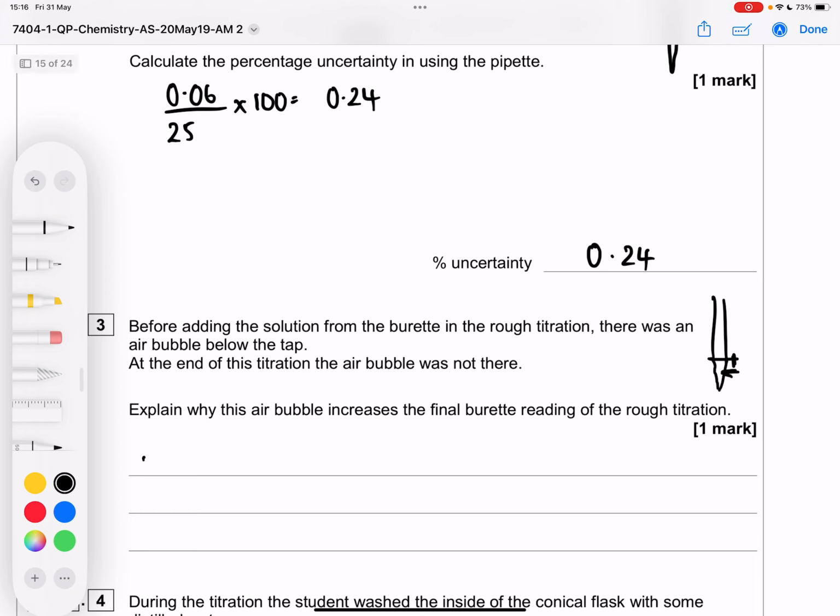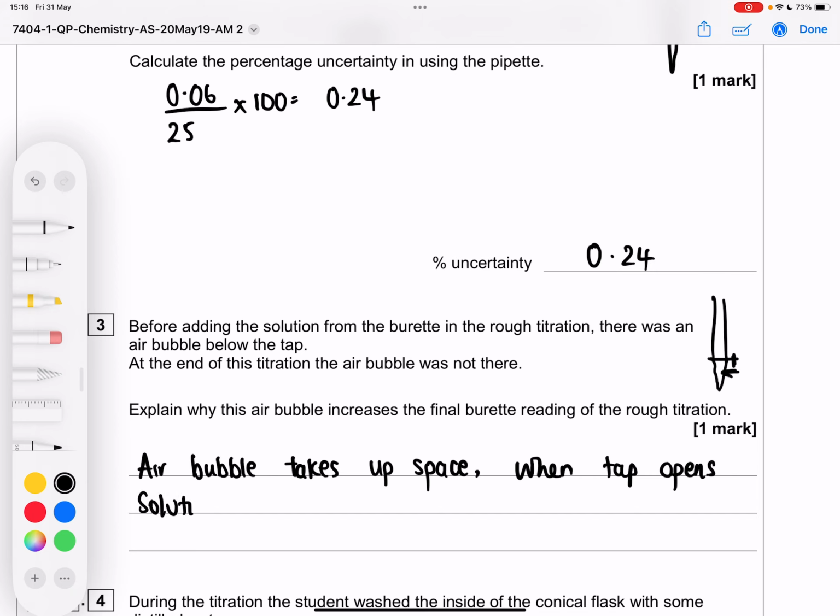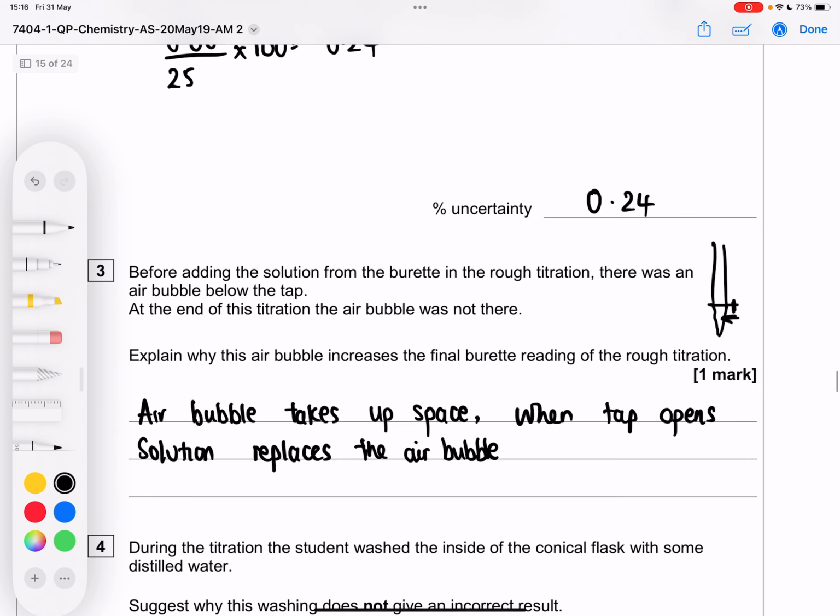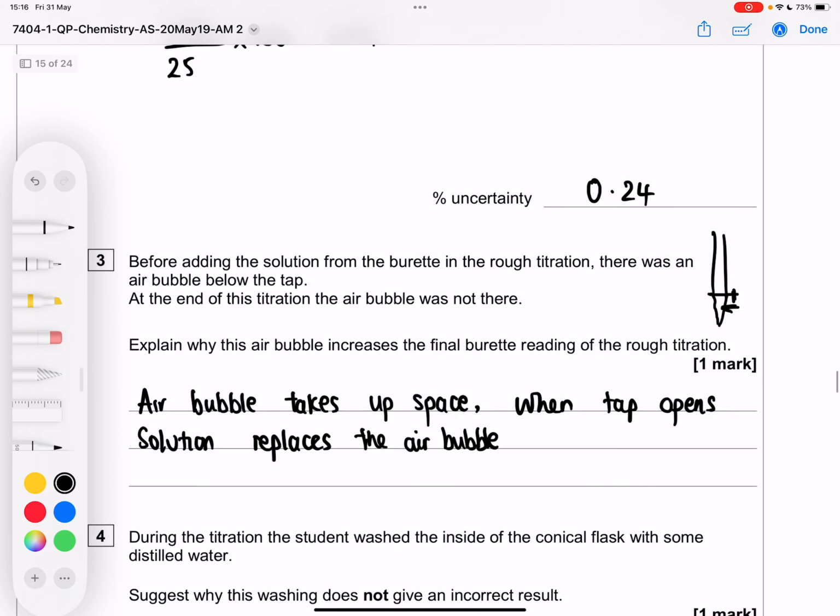So the air bubble takes up some space. When the tap opens, solution, in this case acid, replaces the air bubble. And so that's why our volume goes up.